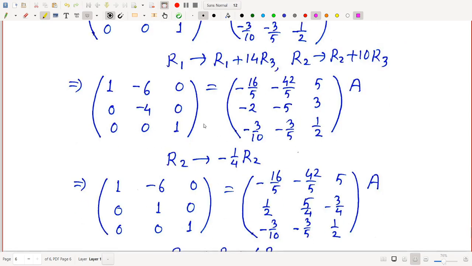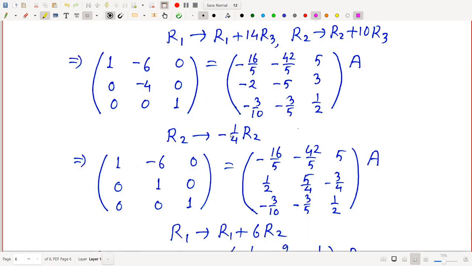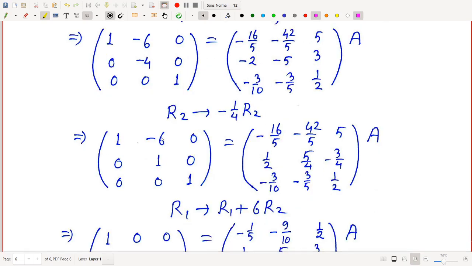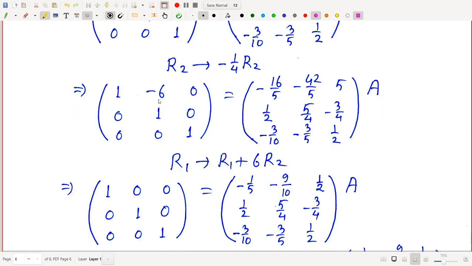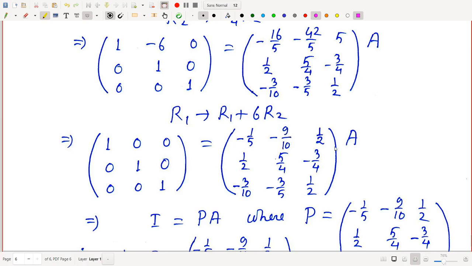Now this minus 6 to be made 0 and this to be made 1. So we have done R2 change to minus 1 by 4 into R2, so that this becomes 1, and here just minus 1 by 4 multiplied with that, so half 5 by 4 minus 3 by 4, correct. Next this is to be made 0, so we shall add 6 times second row with first row, so R1 plus 6 R2, so this becomes 0 means this left side becomes unit matrix and right side accordingly we have changed. You will see it later.